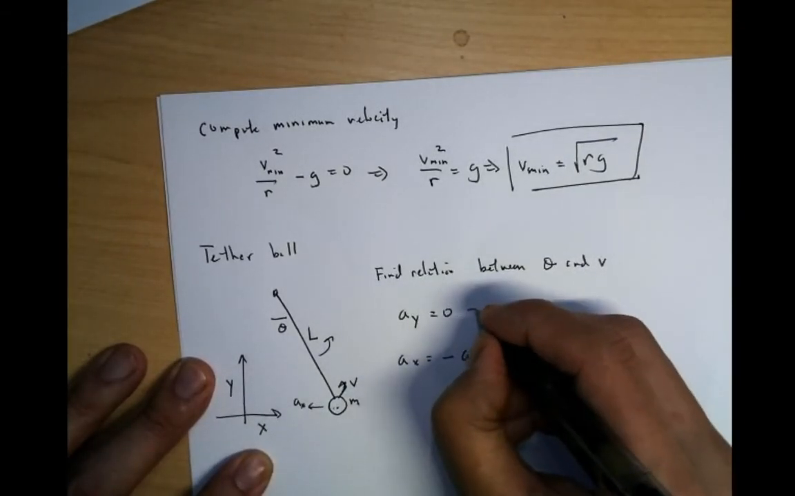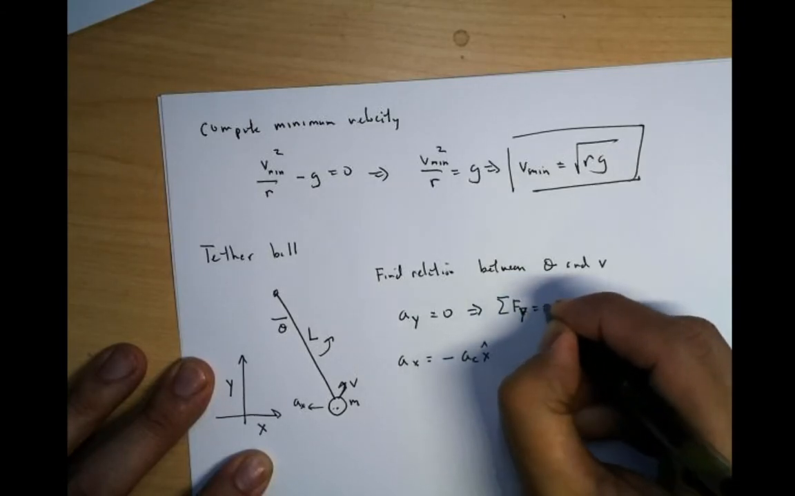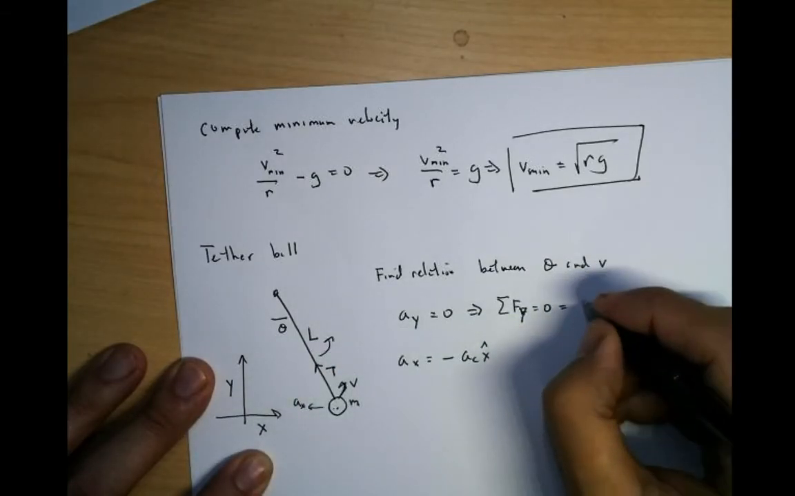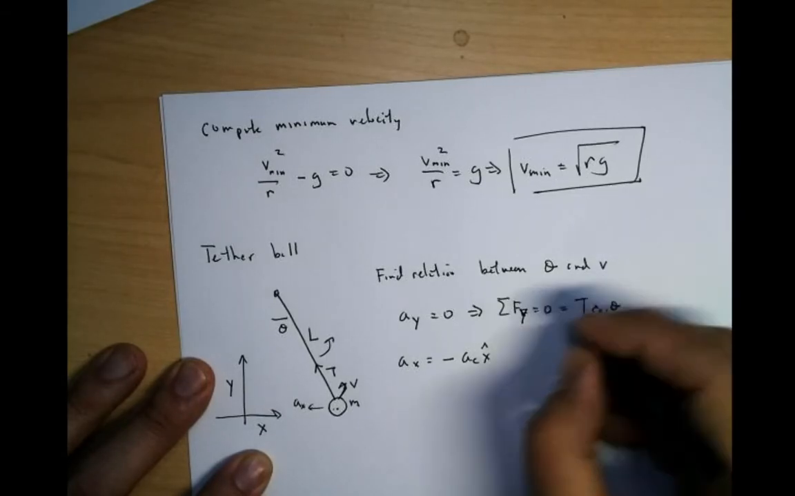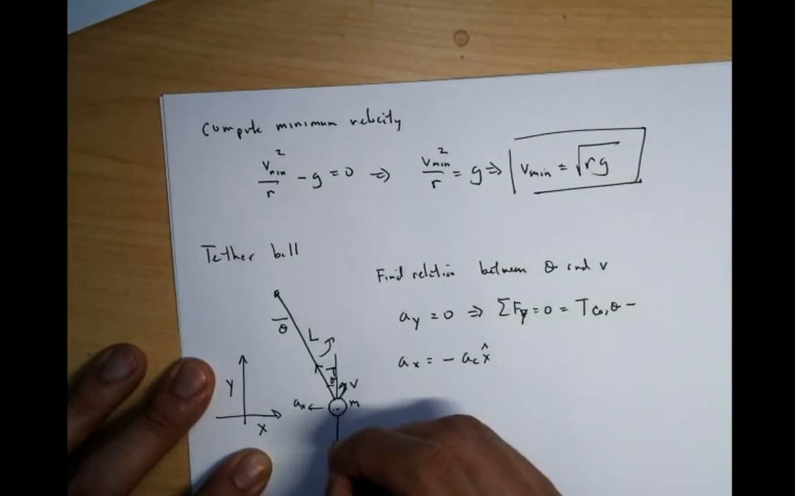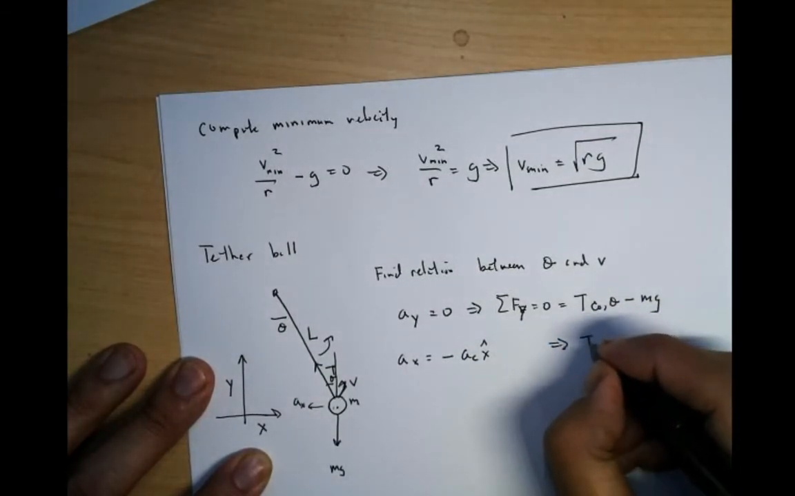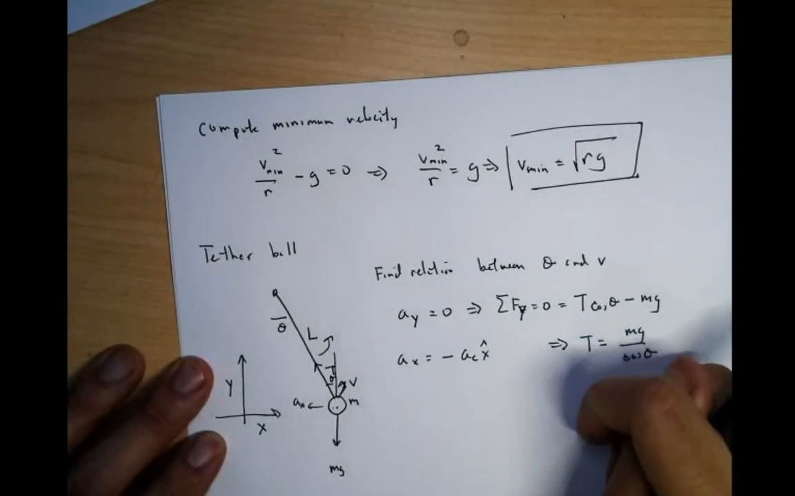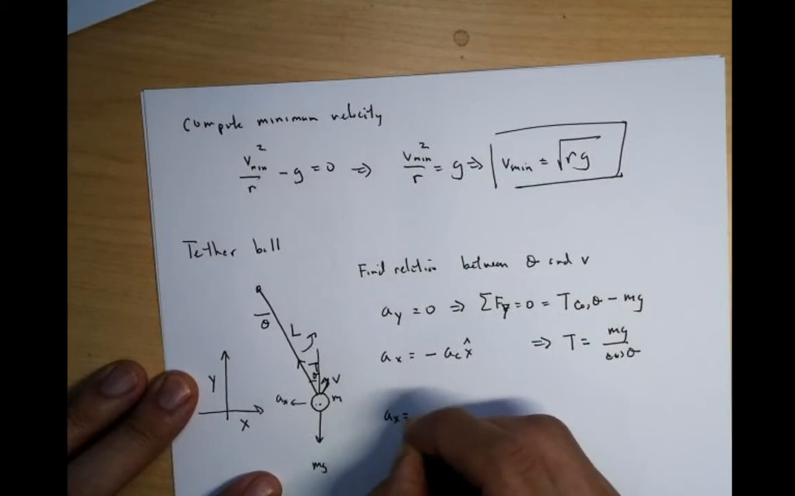So the first part means the sum of the forces in the y direction equals 0. There are a few forces here. There's some tension, so it's equal to the tension times cosine of theta, since this is also theta as well, minus the force of gravity, mg. And so the tension is equal to mg over cosine of theta. That was pretty simple. Now this second thing right here, a_x.